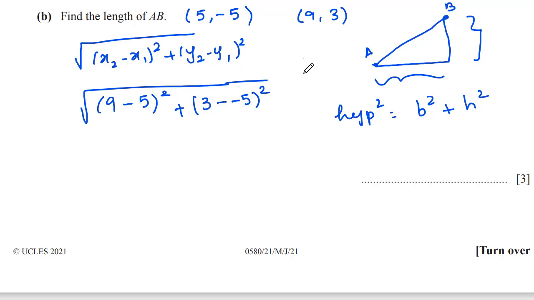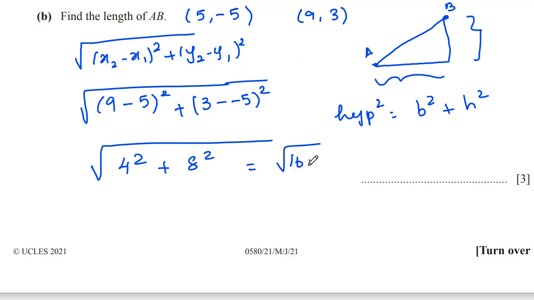Why is there no problem if we interchange the numbers? Because anyhow we are going to square the number. Whether the number is positive or negative, if you interchange, you will get the same value. Okay, so 9 minus 5 is 4, 4 square, plus 3 plus 5 is 8, 8 square. So that is root of 16 plus 64. 16 plus 64 is 80, and root 80 is equal to 4 root 5. The answer is 4 root 5.